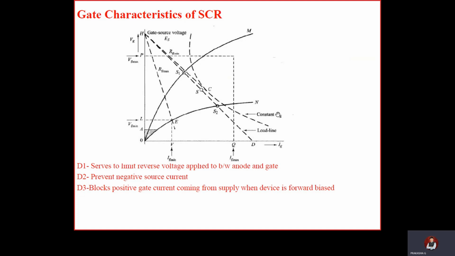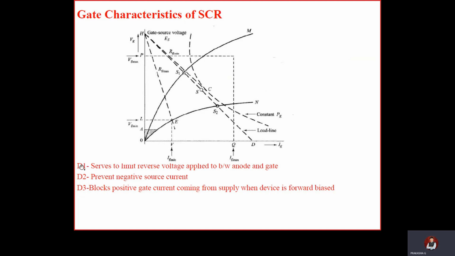So gate source voltage is constant, and this is the load line and all, you are going to draw that one. You can draw them, and you are going to get the load line. S1, S2, wherever they are matching over there, you are able to get the load line. So Rg maximum, Rg minimum, all those things you are going to consider.